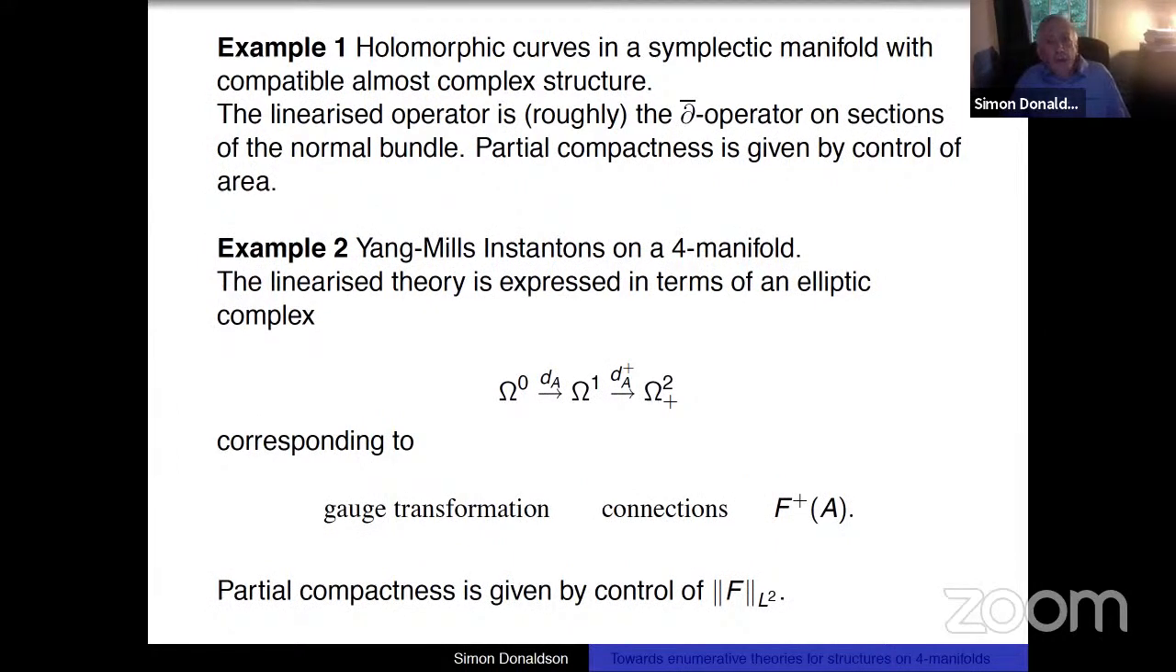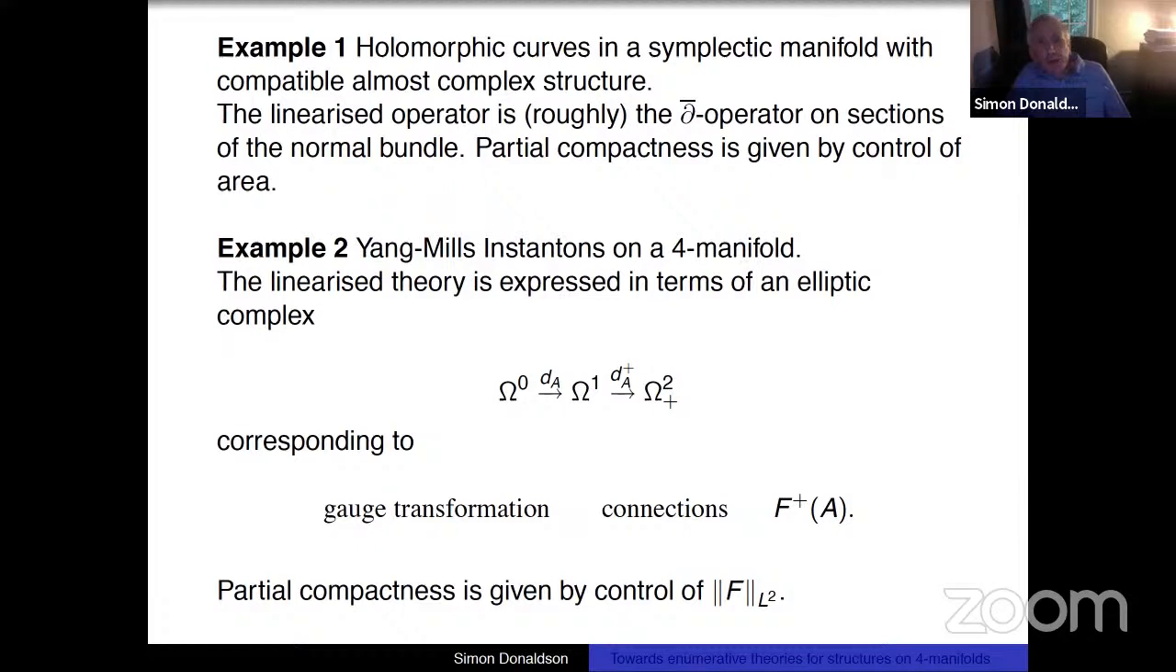So here are the very well-known, much studied examples. The first one, as we've said, we're considering holomorphic curves in a symplectic manifold with an almost complex structure. Our space, an infinite dimensional manifold, would roughly speaking be the space of all surfaces inside our symplectic manifold. Our equation would be just the equation which says that this surface is a holomorphic curve, that its tangent space is a complex subspace at each point.